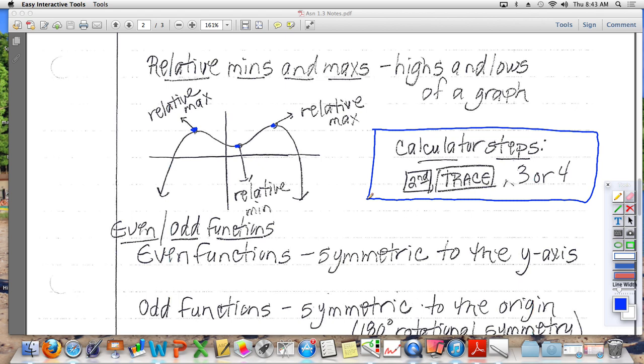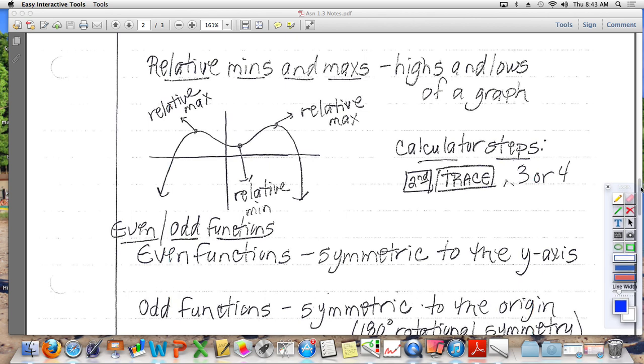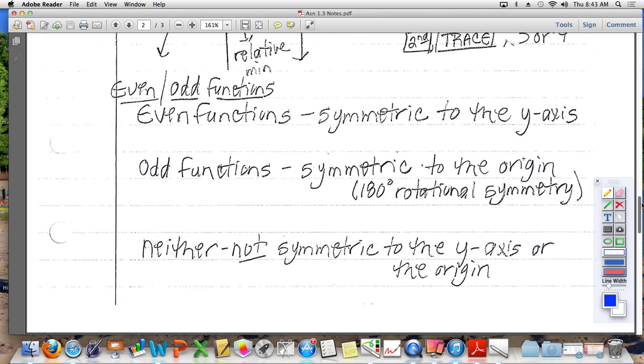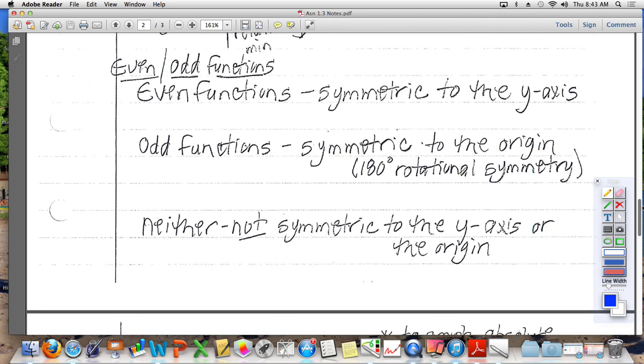All right, are we ready to move on, you guys? No. I'm gonna just scroll down a little bit though. Even and odd functions. Are we okay? Can I do this, you guys? Yeah. All right, even and odd functions.